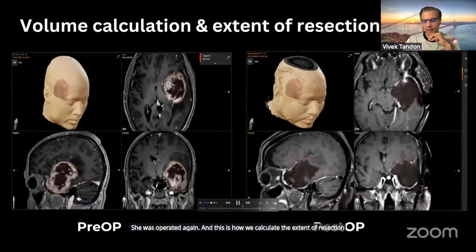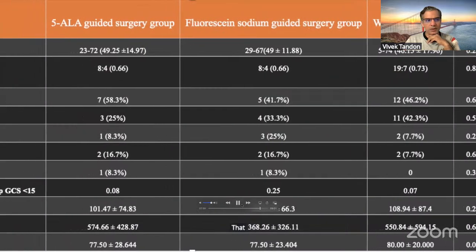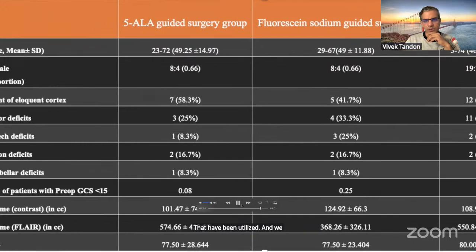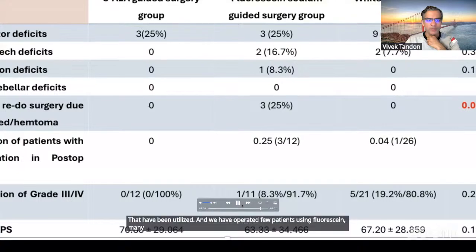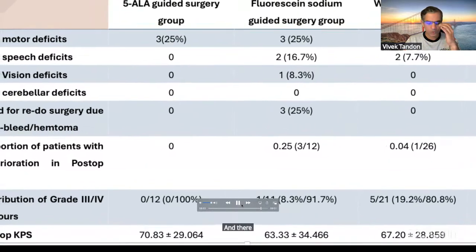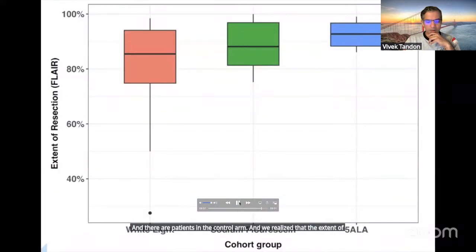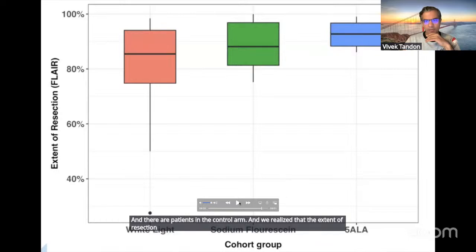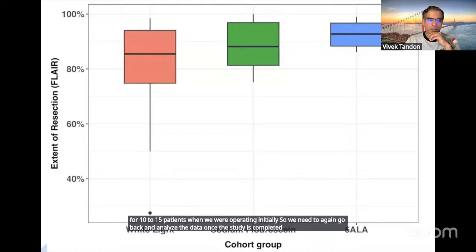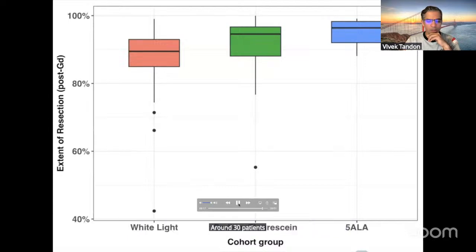These are the I-plan images that have been utilized. And we have operated a few patients using fluorescence, many patients using 5-ALA, and there are patients in the control arm. And we realize that the extent of resection in the arm where 5-ALA has been utilized is really good. This data is for 10 to 15 patients when we were operating initially. So we need to again go back and analyze the data once the study is completed. We have promised around 30 patients to the ICMR, and we should be able to deliver those within a month or two's time.